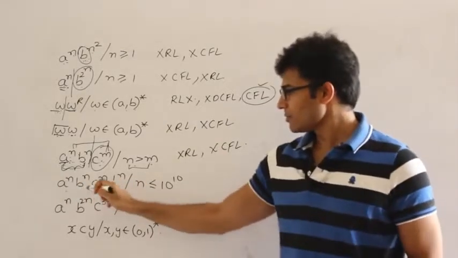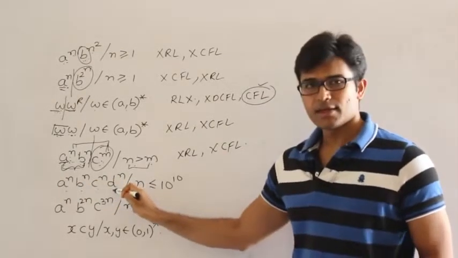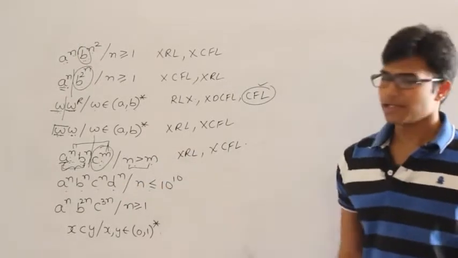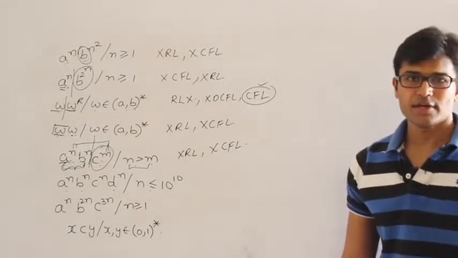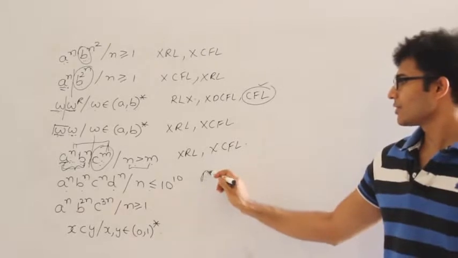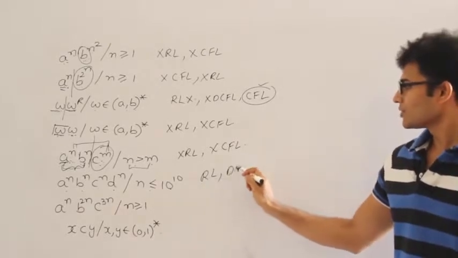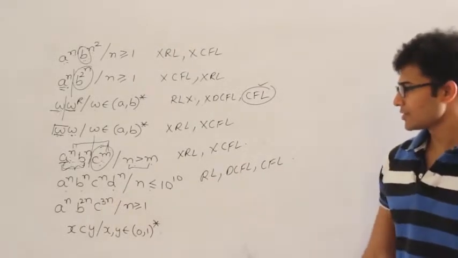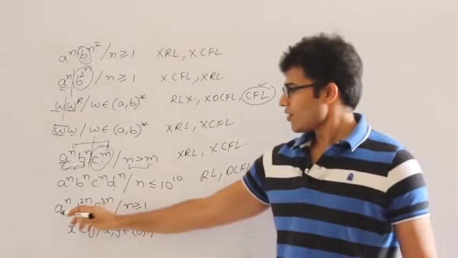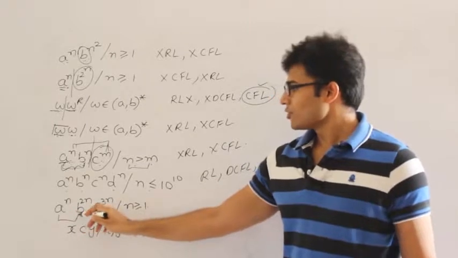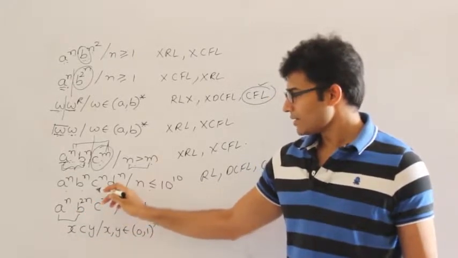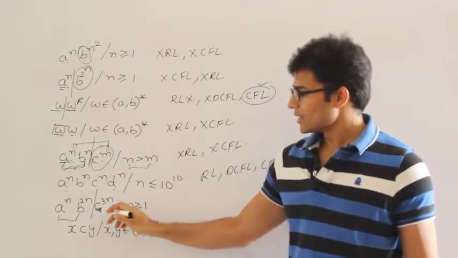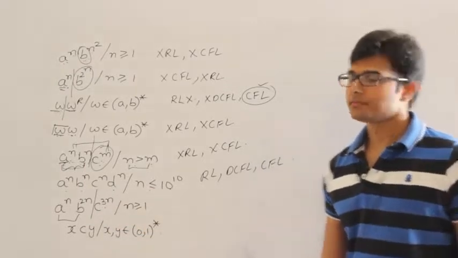See this, a^n b^n c^n d^n, where n is less than 10^10. So obviously the language is finite, and every finite language is regular, and every regular language is deterministic context free, and every deterministic context free language is context free, right? And now a^n b^(2n), you can compare this. By the time you are done, there will be nothing to compare against c's.